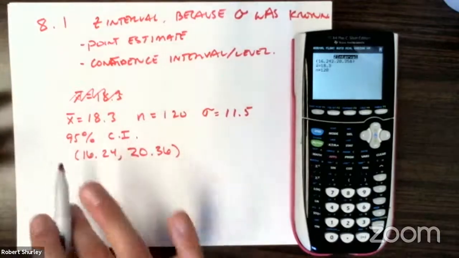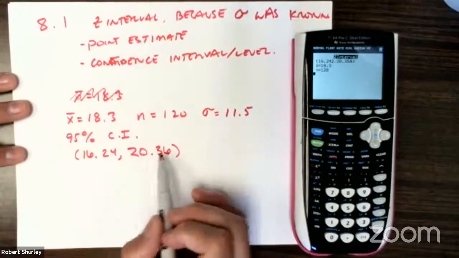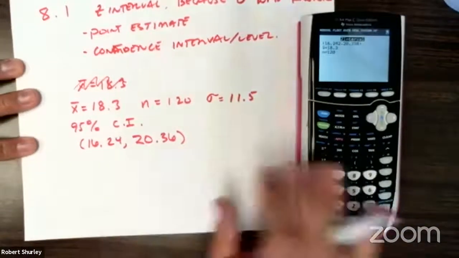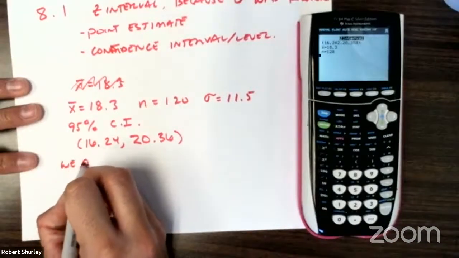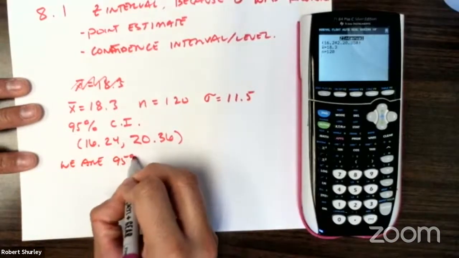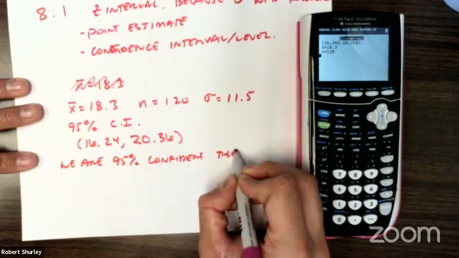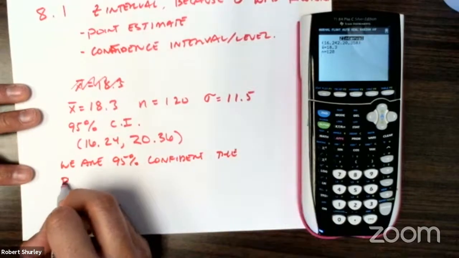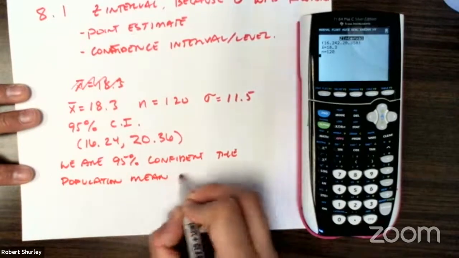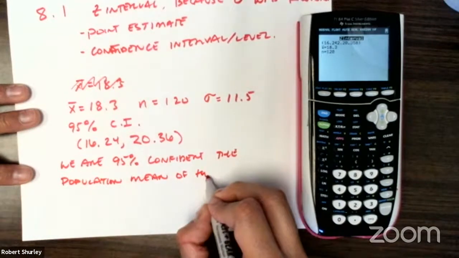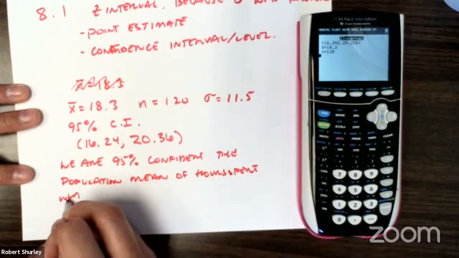So look, let's say I give you this information and I ask you to interpret what this means. Okay. Here's what I'm looking for. This is the open response step. We are 95% confident the population mean of hours spent watching TV.